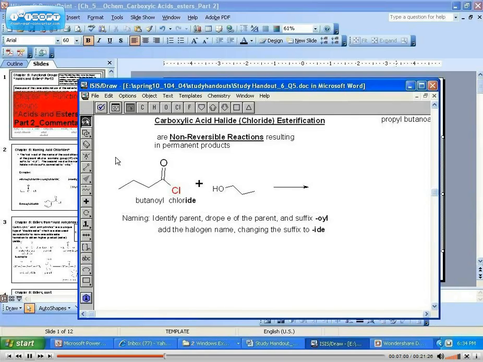Let's go ahead and investigate this a little bit further, and I'm just going to go ahead and make up a quick example before I show you this whole non-reversible reaction.